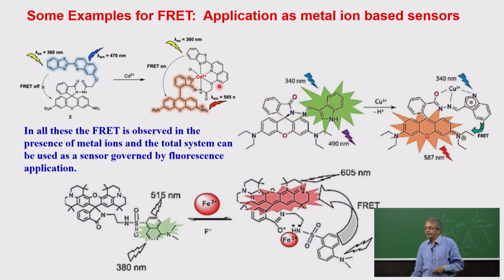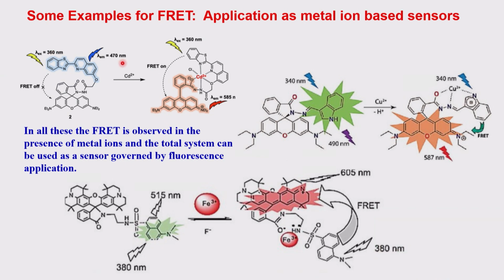These are all known things. And now whatever the emission comes, which is virtual, what we are talking about, that virtual emission is absorbed by this one. And what you observe is 585. So 360 to 585, this is because of FRET. If the metal ion is not there, 360 to 470. Okay. So I hope that is clear.